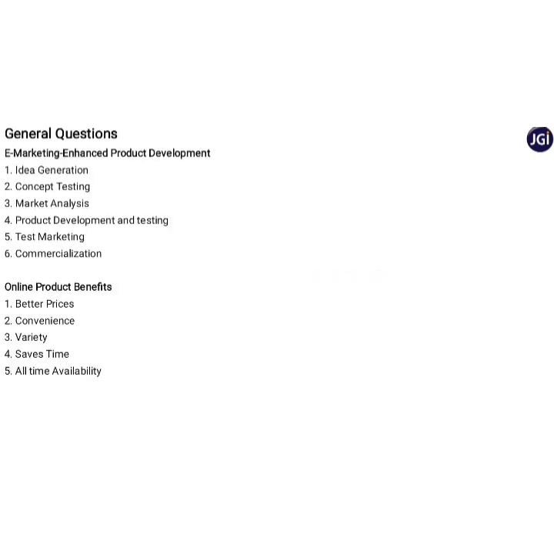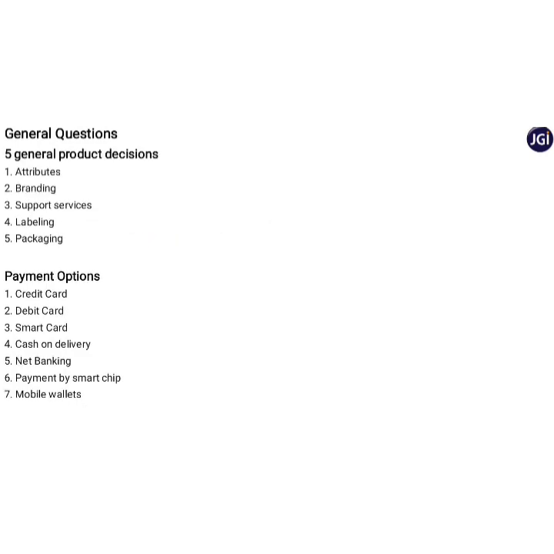The next part is to look at the below questions, students. I put some general questions of this Unit 3, e-marketing enhanced product development. There's a common explanation, so not much explanation is required for this. Please have a glance at these general questions: idea generation, concept testing, market analysis, product development and testing, then test marketing and commercialization. The second general question is about online product benefits: better prices, convenience, variety, saves time, all-time availability. Then again I put some general questions about the 5 general product decisions. That's a very important question.